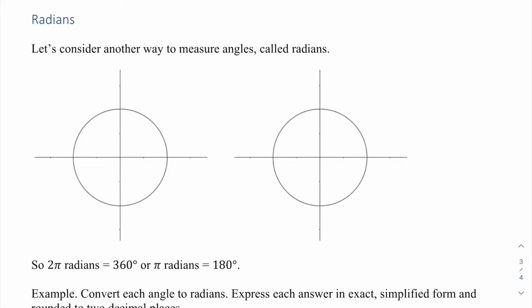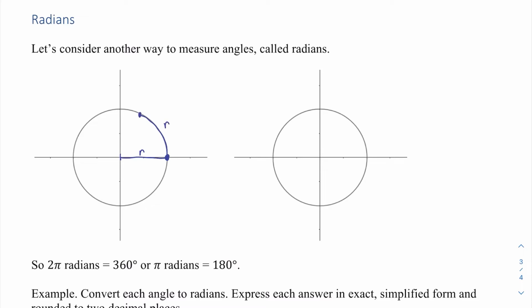Let's consider another way to measure angles called radians. Let's consider some circle with radius r centered at the origin. And imagine that we are a little bug and we're going to start walking where the circle intersects the positive x-axis. Now, if I start walking and I walk for a length of r, I end up maybe about here.